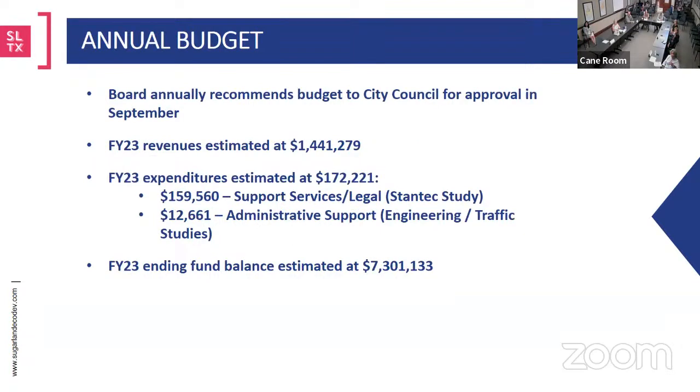Each year in September, the board will recommend a budget to city council for approval. This year, the city council approves the budget in October. So for FY 23, the revenues were estimated at around 1.4 million and expenditures are estimated at 172,000. Included in the expenditures, you'll see the support services and the Stantec study that you approved at the last meeting, and then the administrative support. And then the ending fund balance is around 7.3 million.